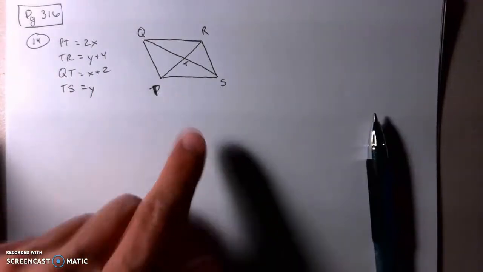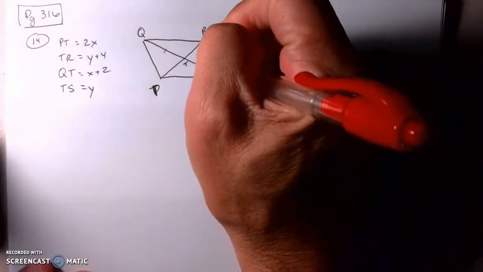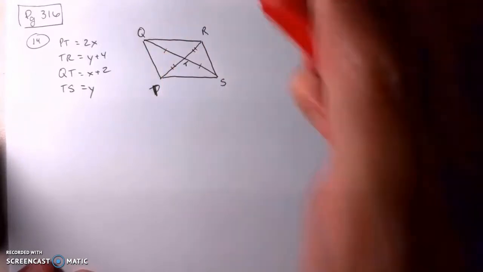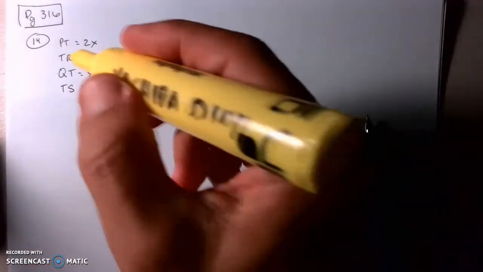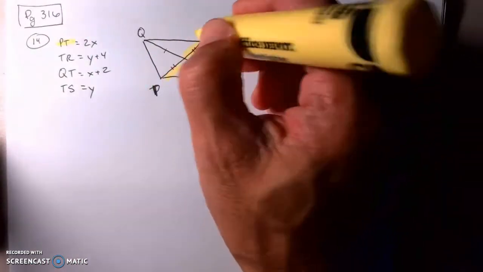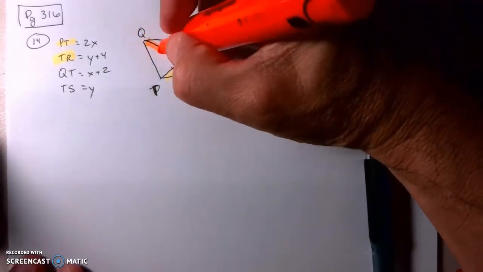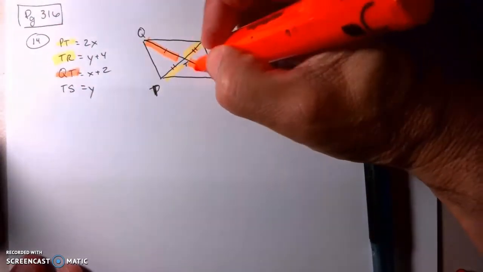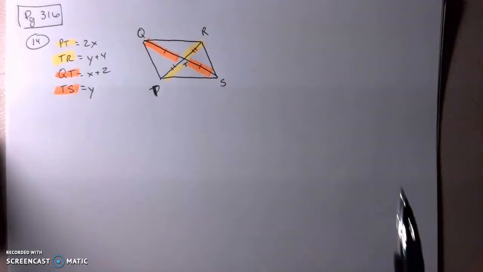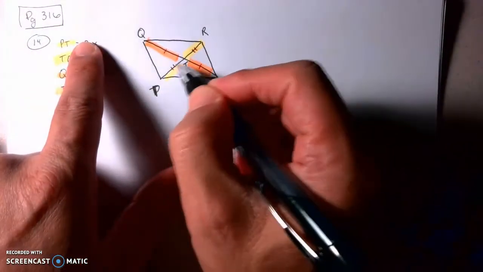You do need to realize that the diagonals bisect each other. So QT is equal to TS, and TR is equal to PT. When we look at this, PT is this yellow line, and it should be equal to TR, this yellow line. So we're going to make those two parts equal. QT here in orange will be equal to TS here in orange. Once we do that, we're going to solve the system of equations. So yellow is equal to yellow.